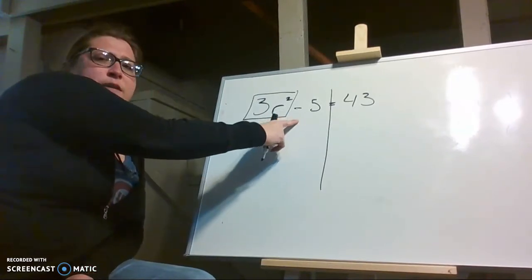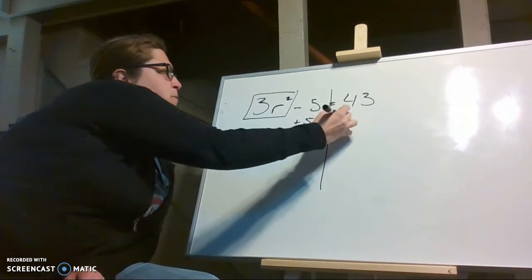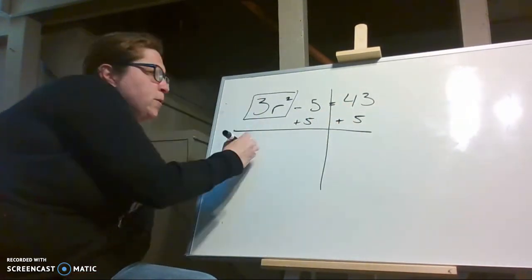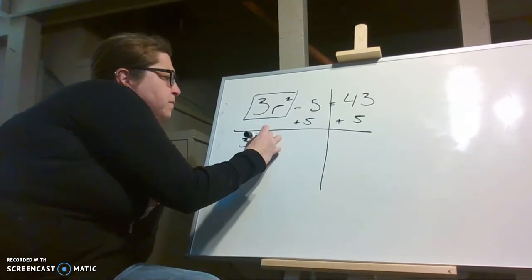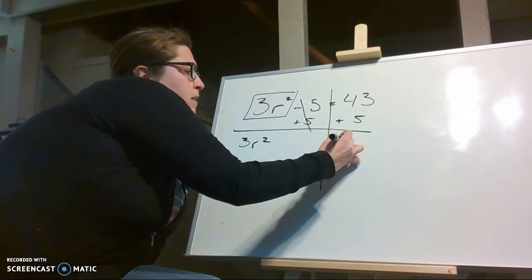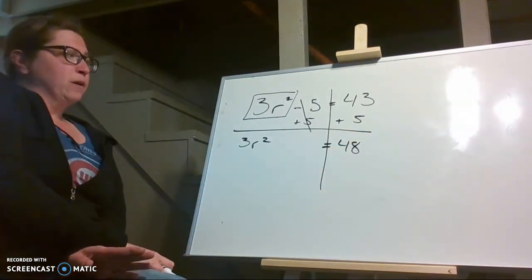First thing I'm going to do is add or subtract. This is the way I do my inverse. So I'm going to add 5 to both sides. So cool, 3r squared is coming down. That goes to 0, what I want. And this is going to give me 48. Just like normal, right? Nothing new here.